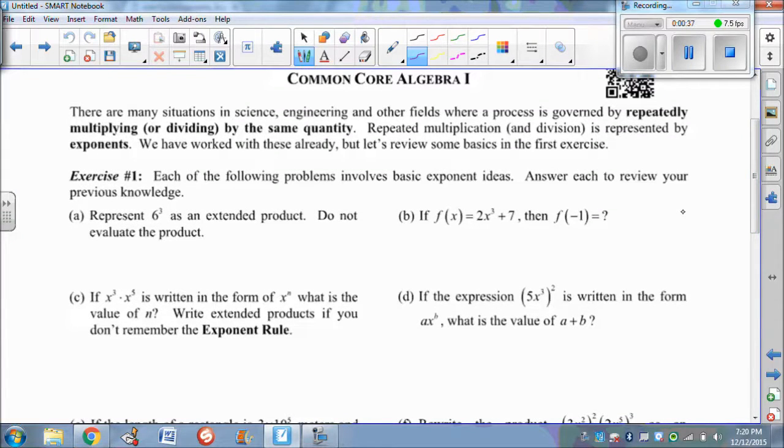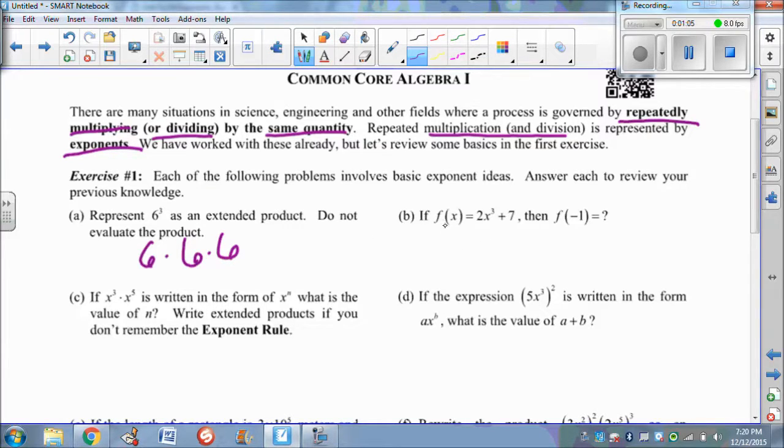It says there's many situations in science and engineering and other fields where we use that repeated multiplying, or dividing for that matter, by the same quantity. So repeated multiplication or division, the shortcut is to use exponents. So if we take this first question here, 6 to the third, and write it as an extended product, but it says do not evaluate. So 6 to the third means 6 times itself 3 times.